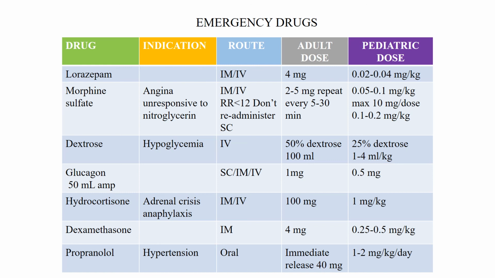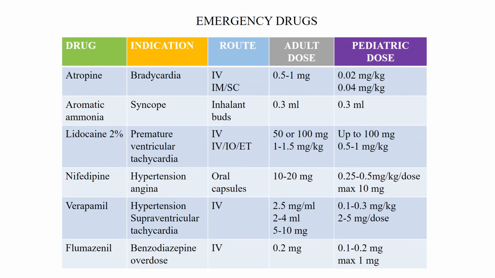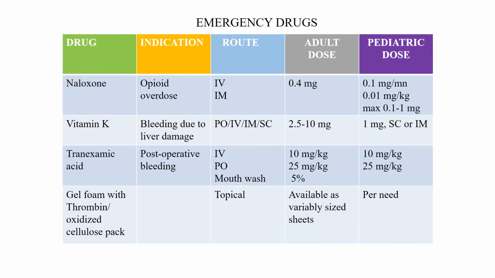Propranolol indicated for cases of hypertension. Atropine for bradycardia. Aromatic ammonia for syncope, this is an inhalant. Nifedipine can be given for hypertensive patients or angina. Verapamil can be given for hypertension and supraventricular tachycardia cases. Flumazenil can be given for benzodiazepine overdose. Naloxone can be given for opioid overdose. Tranexamic acid can be reserved for post-operative bleeding.